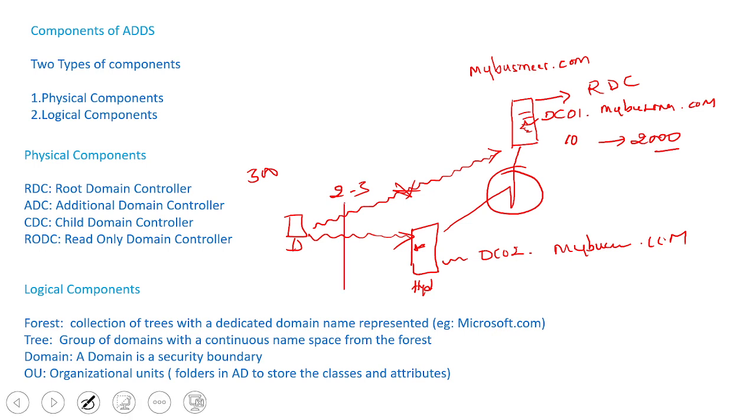Since I'm adding an additional domain controller to take the load or balance the load, we call it an additional domain controller. That is your second physical component. Now the third physical component is the child domain controller.